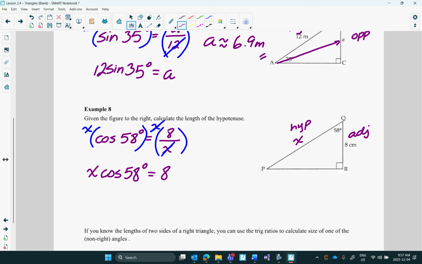Well, X is still not by itself. How do I get rid of that times cos 58? Divide both sides. Divide cos 58. So that means my answer is going to be 8 divided by the cos of 58. So now I'm ready to pull out my calculator, do the calculation and round to 1 decimal place.